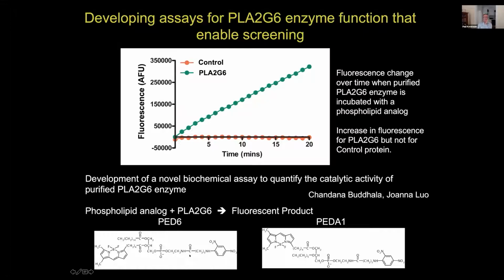These substrates work by having a fluorescent tag on one of the acyl chains connected to another quenching molecule. And when the acyl chain is hydrolyzed, you separate the fluorescent tag from the quenching molecule and get fluorescence. And in fact, we can use two different substrates, and the substrates show both A1 and A2 phospholipase activity of PLA2G6, and they're equally effective.